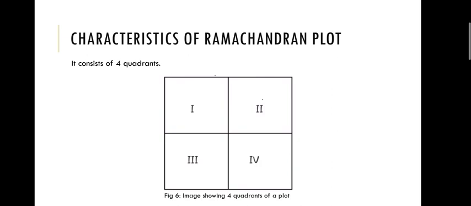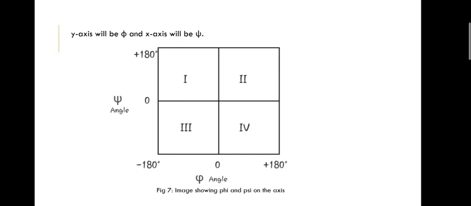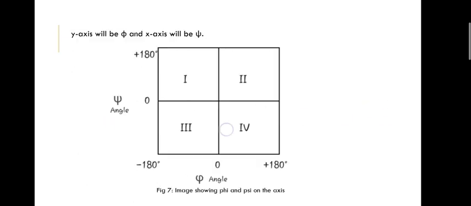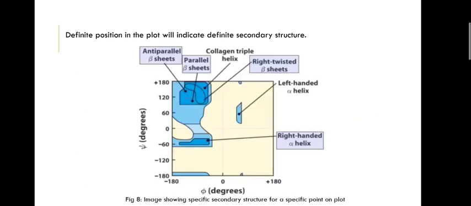Coming to the characteristics of a Ramachandran plot, it consists of four quadrants, as you can see in the figure: 1, 2, 3, and 4. The y-axis will always be the psi angle, and the x-axis will be the phi angle. Each axis will be starting from 0 degrees and ending at 180 degrees, both on the positive side as well as on the negative side.